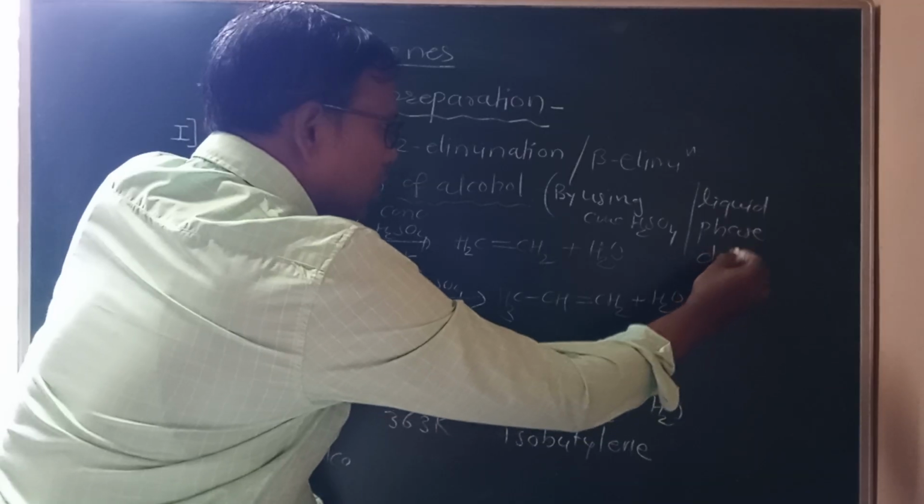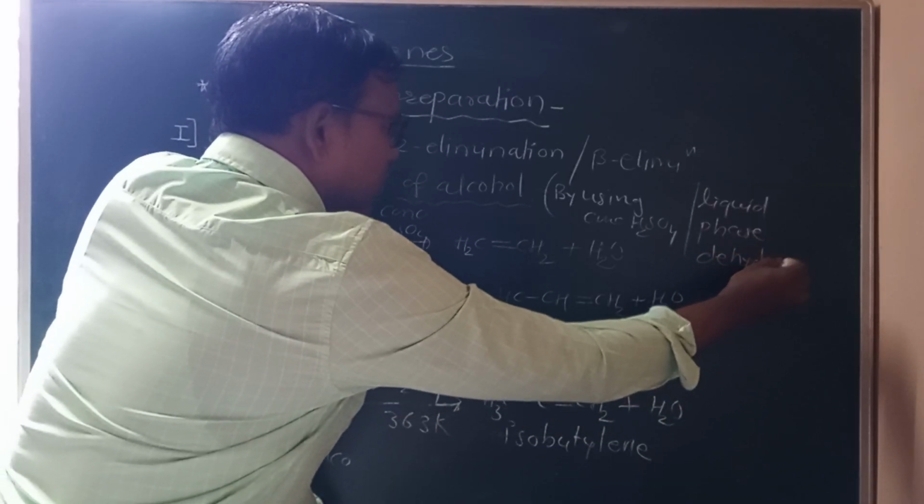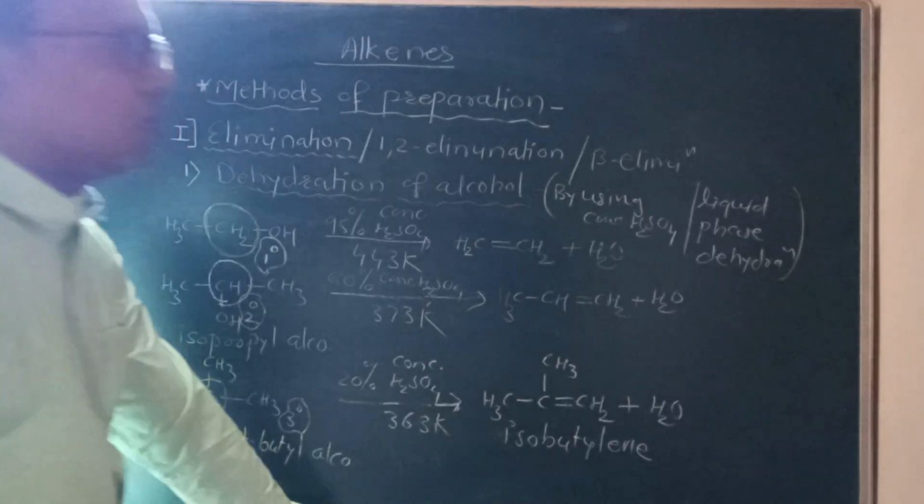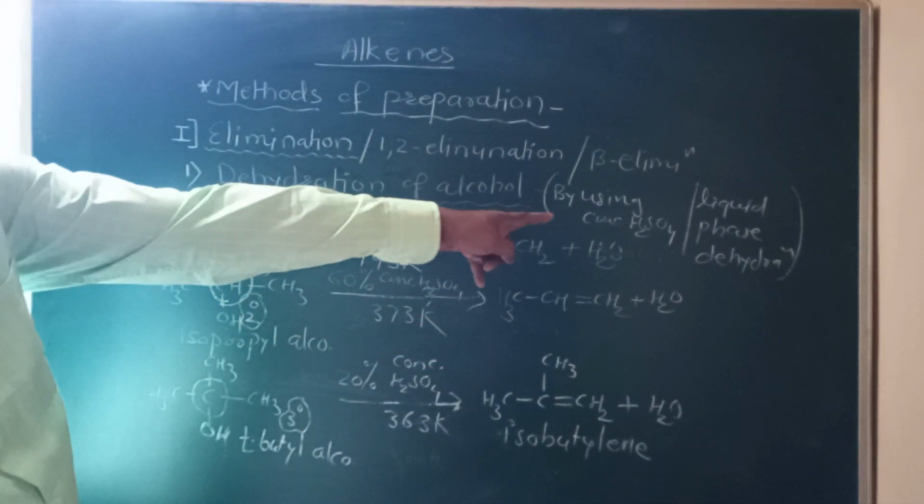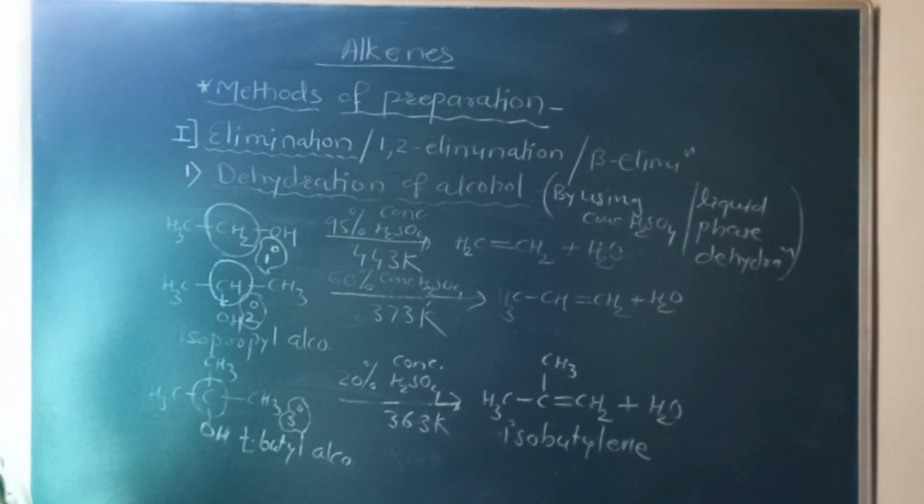The reaction occurs in the liquid state or liquid phase, so that's why this reaction is called liquid phase dehydration. So dehydration of alcohol by using concentrated sulfuric acid is called liquid phase dehydration.